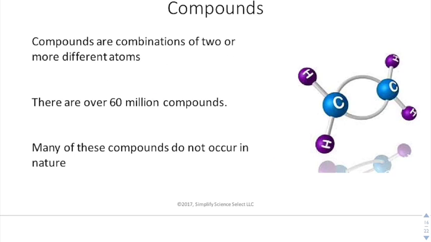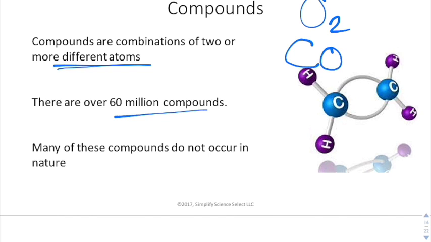Compounds are combinations of two or more, and here's the key, different atoms. So when we have O2, that's not considered to be a compound. But when we have the substance CO, which is carbon monoxide, it is considered to be a compound. So compounds have to involve more than one type of atom. There are over 60 million compounds that have been registered, and many of these compounds do not occur in nature. In fact, this is one of the most exciting aspects of chemistry, the idea of materials chemistry.